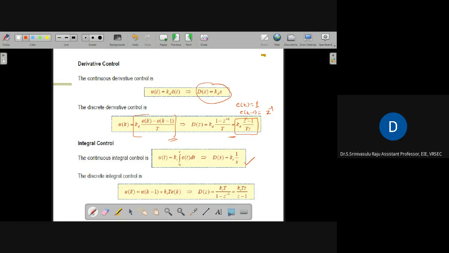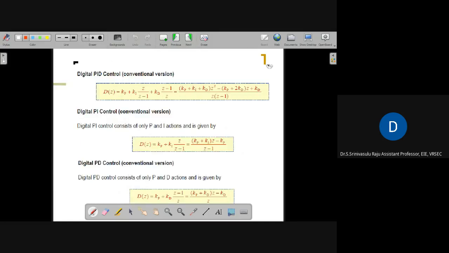This we have seen in the derivation of the position PID algorithm. So we know E of k, and we have replaced it here. So this is the D of Z, the integral controller. Now we know the integral controller, derivative controller and proportional controller. You can combine all these three, and if you combine all these three, this is the digital PID controller.